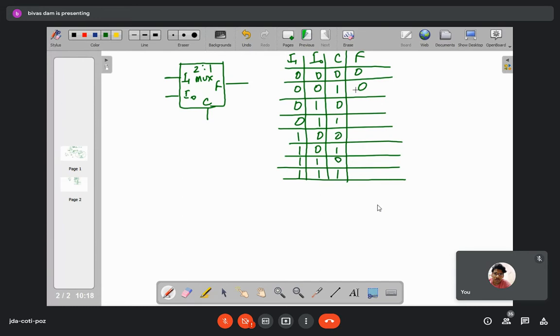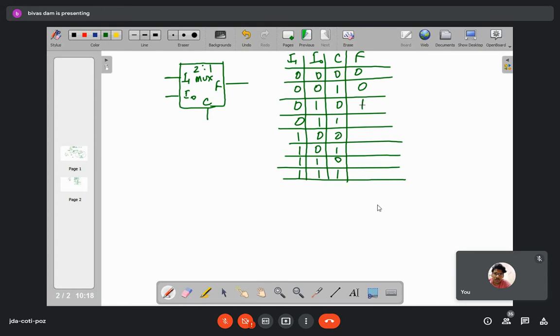Because I0 to 1. Whenever C is 0, whatever is present in I0 will simply get copied to the output. And whenever C is 1, I have to check for the value that is available in the I1 line. So that value will be simply copied to the output. So here C is 0, so whatever I1 is will get copied to the output. Now C is 1.